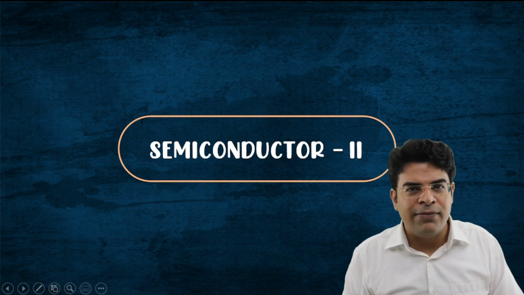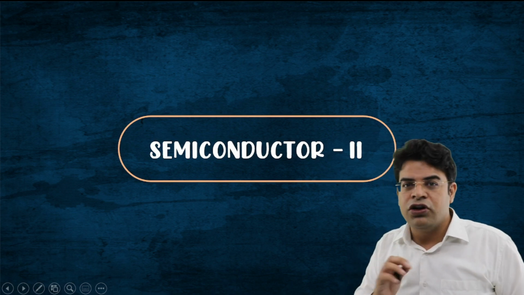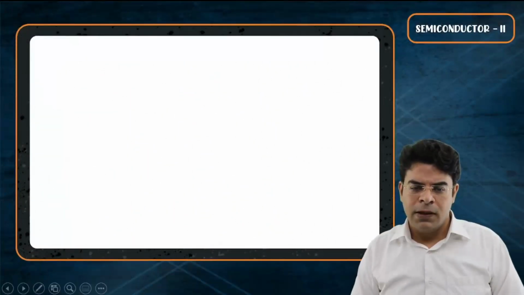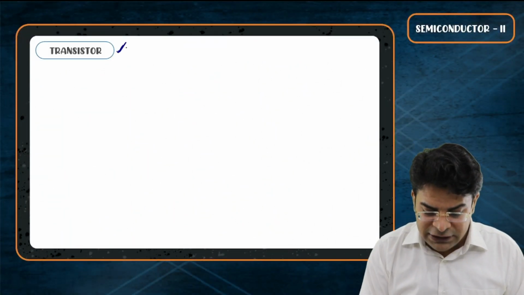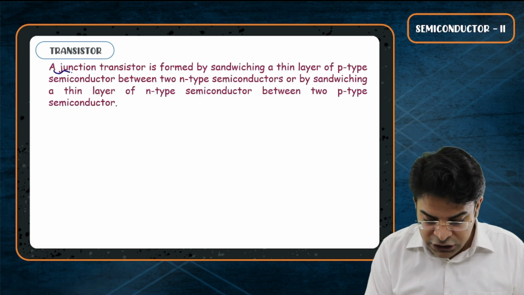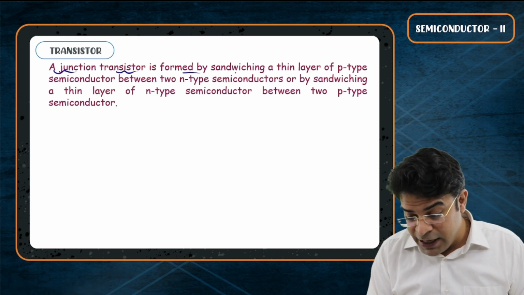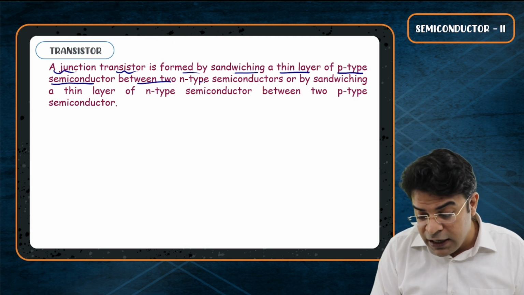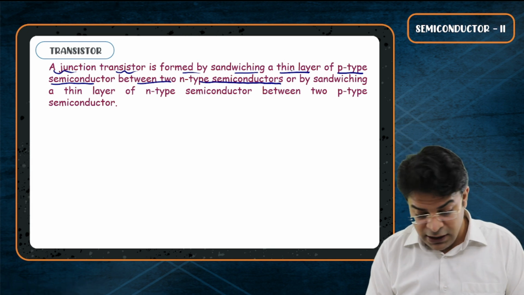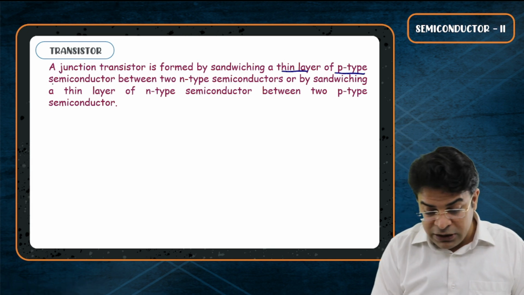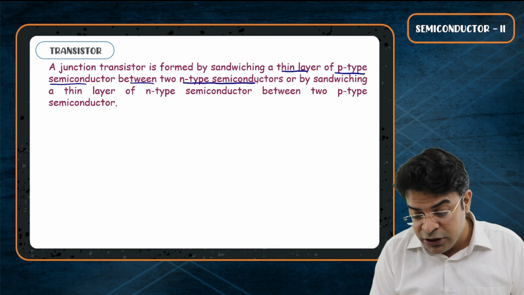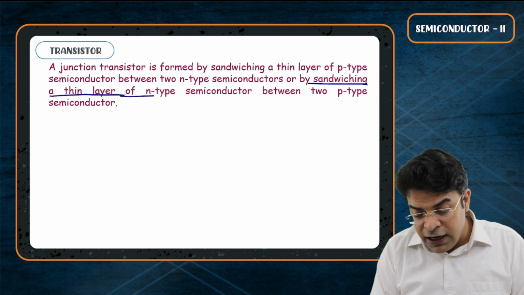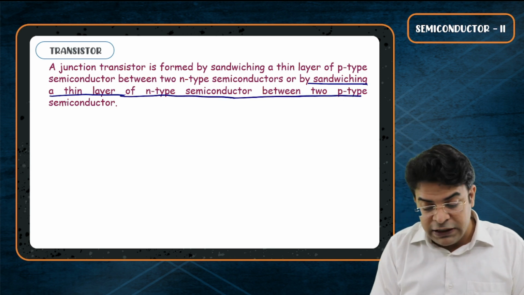So without wasting time, let's start this hour where we are going to start with the topic of transistor first. So when I use the word transistor, what do we mean? A junction transistor is formed by sandwiching a thin layer of p-type semiconductor between two n-type semiconductors. Or by sandwiching a thin layer of n-type semiconductor between two p-type semiconductors.